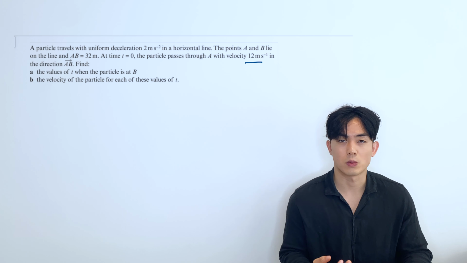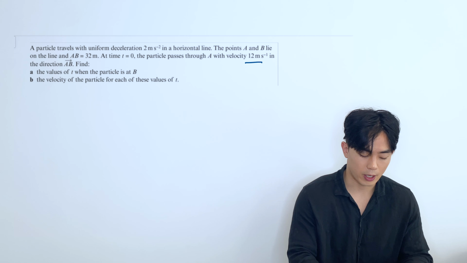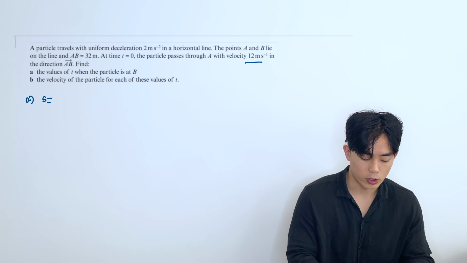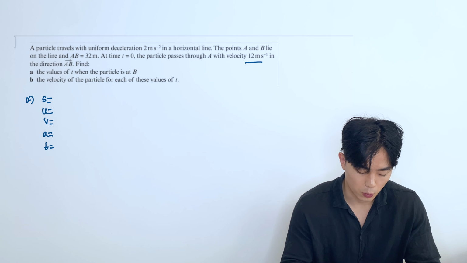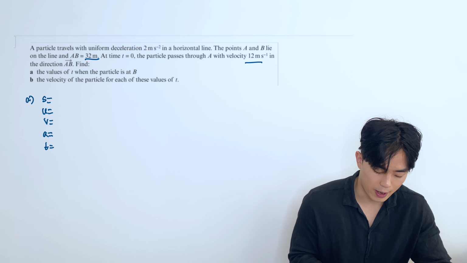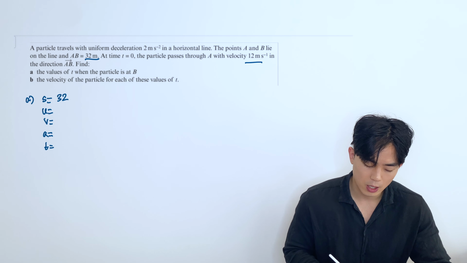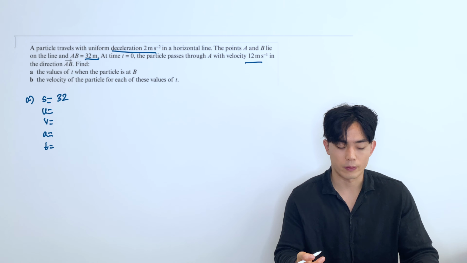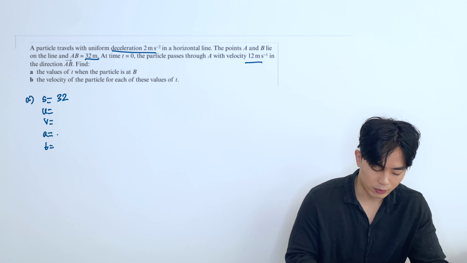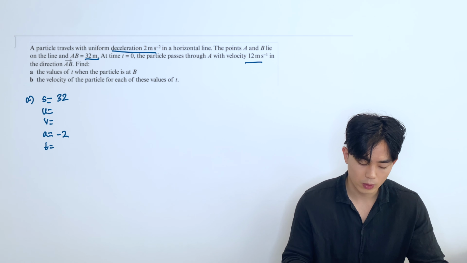First things first, what you should always be doing is listing what you know out of the Suvat values. So write a list of Suvat and then right next to it what you do know. We know that AB is 32 meters, so s will be 32. It's a uniform deceleration of 2 meters per second squared. Deceleration is the opposite of acceleration, so for a we have to write -2, not +2.